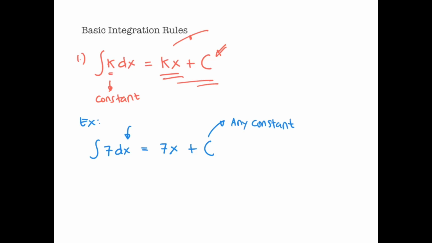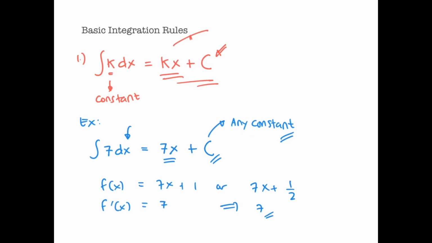What does this mean? For example, if our function is f of x equal to 7x plus 1, the derivative of this function, f prime of x, is equal to 7. Or if it was 7x plus, say, 1/2, the derivative is still going to be 7. So as a matter of fact, the c here signifies that 7x can possibly have a second term, and that second term is a constant.